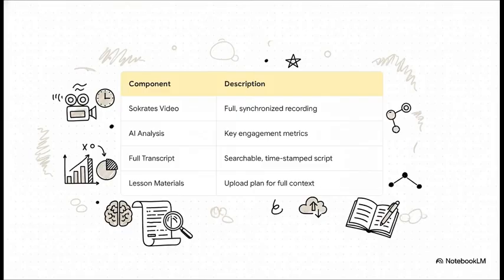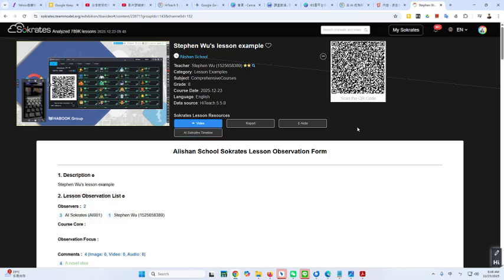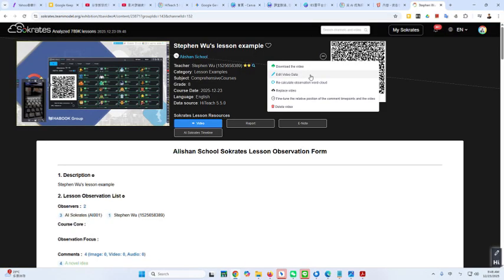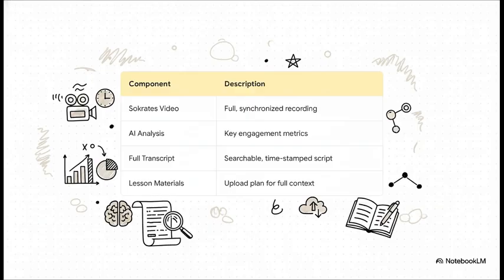So what do you get in this report? Well, first, you get the full Sokrates video, a complete recording of everything. Then you get the AI analysis, which shows you key metrics on how students were interacting. You also get a full searchable transcript of the class, all time-stamped. And you can even upload your own lesson plan to give it all perfect context.